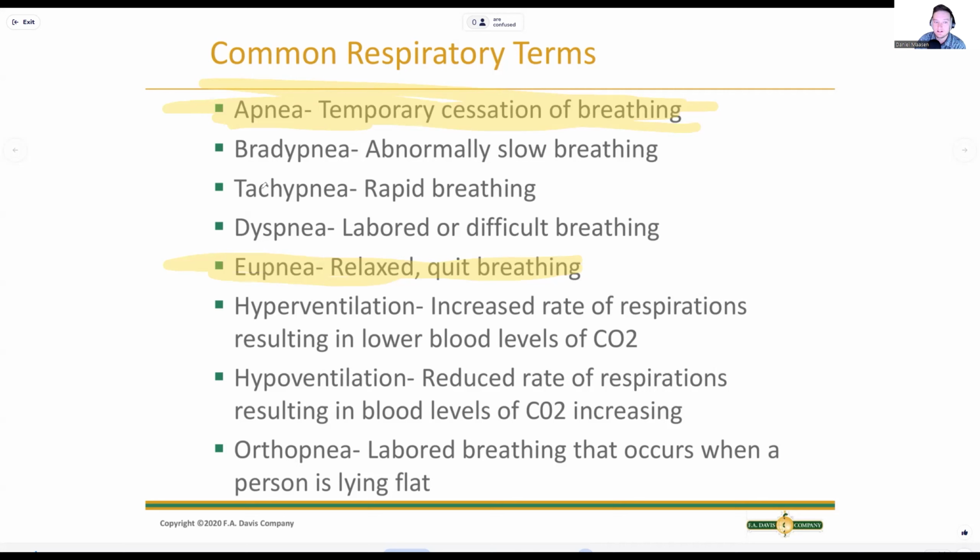So bradypnea and tachypnea. Brady, we learned with the heart rate. Brady means slow, right? Tachy is fast. So bradypnea is slow, tachypnea is rapid breathing, just about speed.